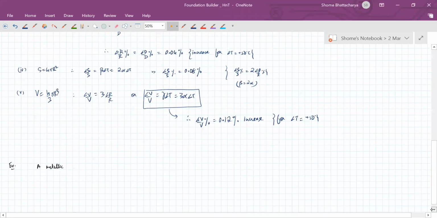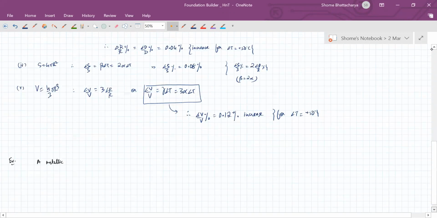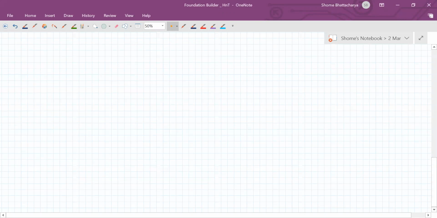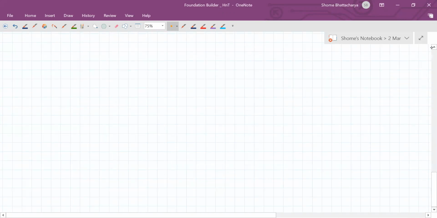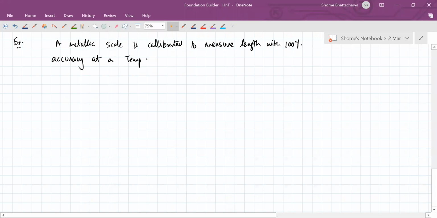Okay, let's understand an application question now. So a metallic scale is calibrated to measure length with 100% accuracy at a temperature of 20 degrees.